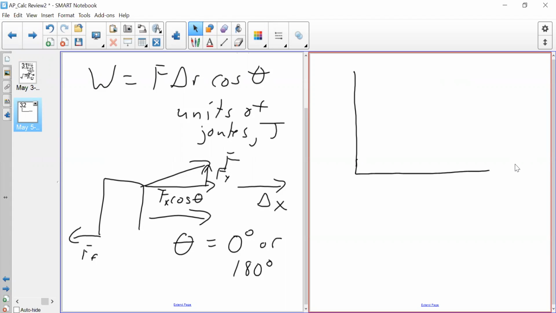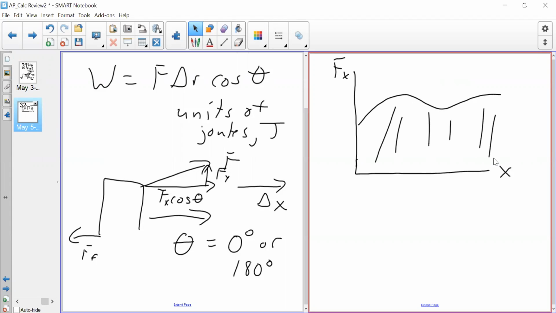A force versus x graph, on the x-axis, and then you have something like this. The force is variant, so you take the area under the curve, and the way that you find the work here is by doing the integral between the two limits, initial position to final position, F dx, where you just integrate over x.